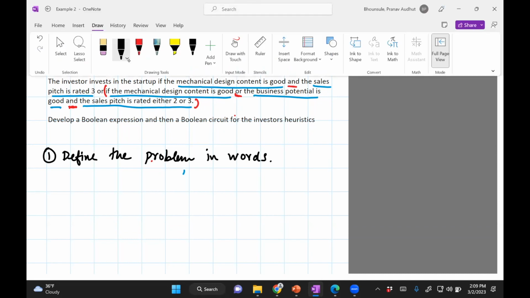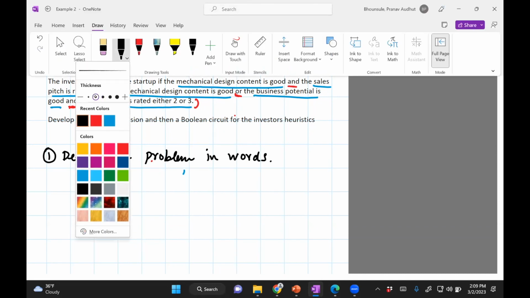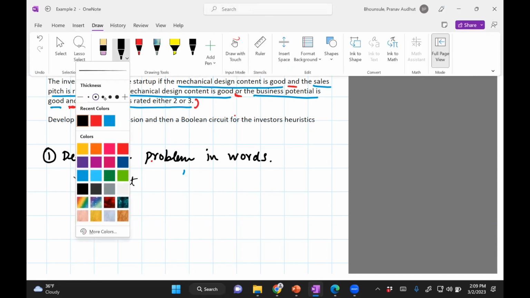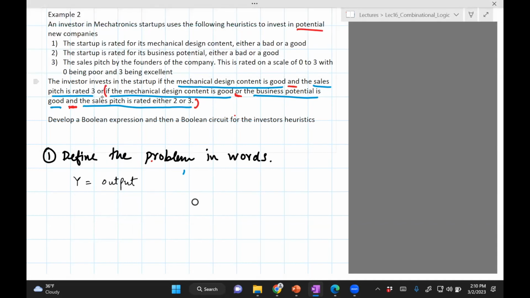Let's call Y our output. Equal to 0 means not investing, equal to 1 means the investor will invest.